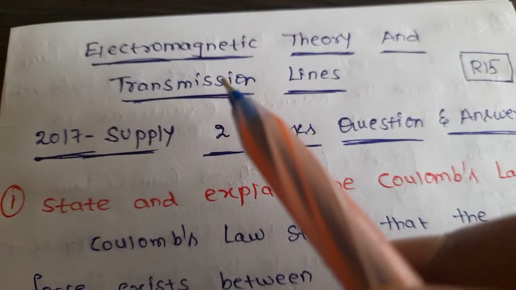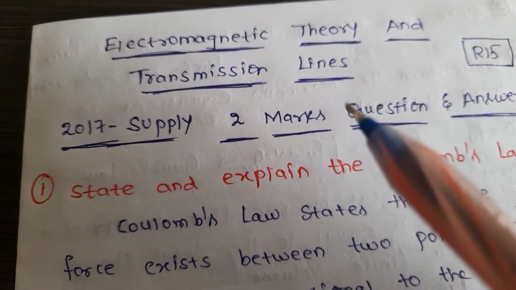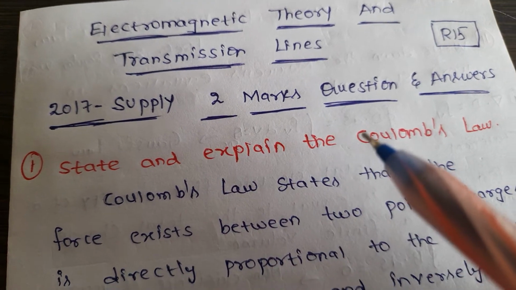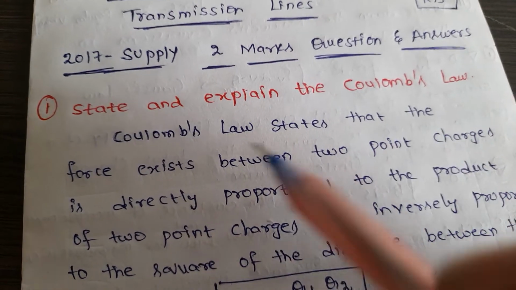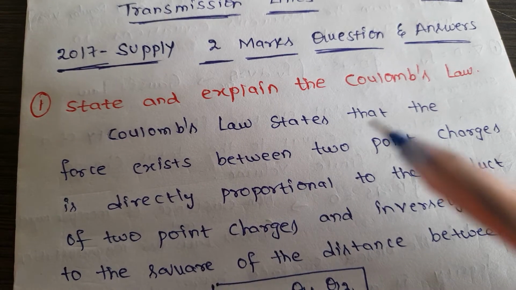Welcome back, students. This is Electromagnetic Theory and Transmission Lines 2017 Supply 2 marks questions and answers. Now coming back to the first question, state and explain Coulomb's law.